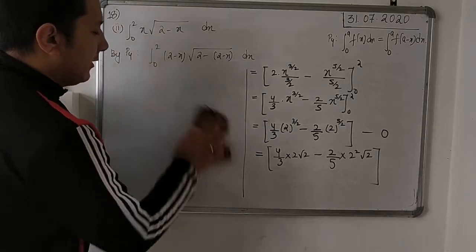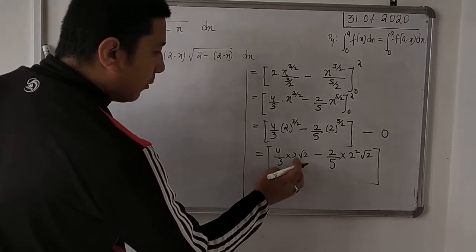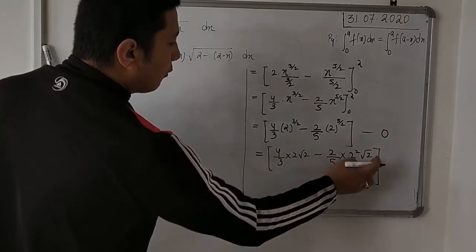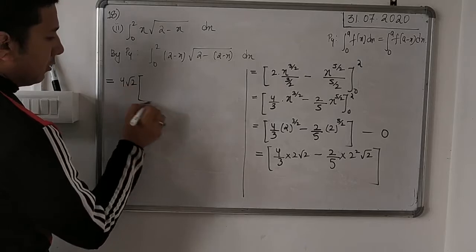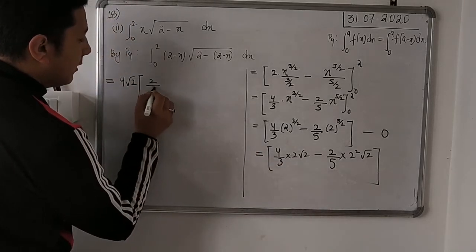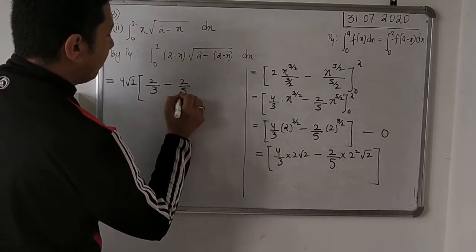Alright, so let us simplify further. Now here what we can see common is, I can see common 2 root 2. By the way, 4 root 2 and 4 root 2 is common. So I am taking 4 root 2 common, so therefore 2 by 3 is left out in the first term. I have taken 4 root 2 common, so 2 by 5 is left out here.